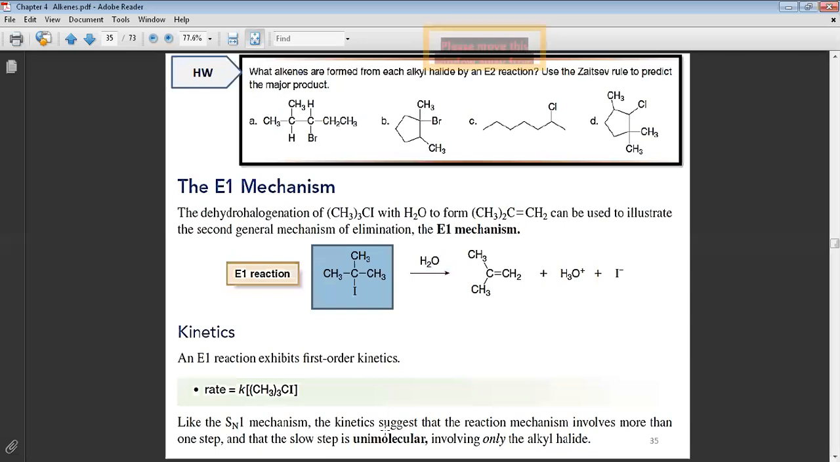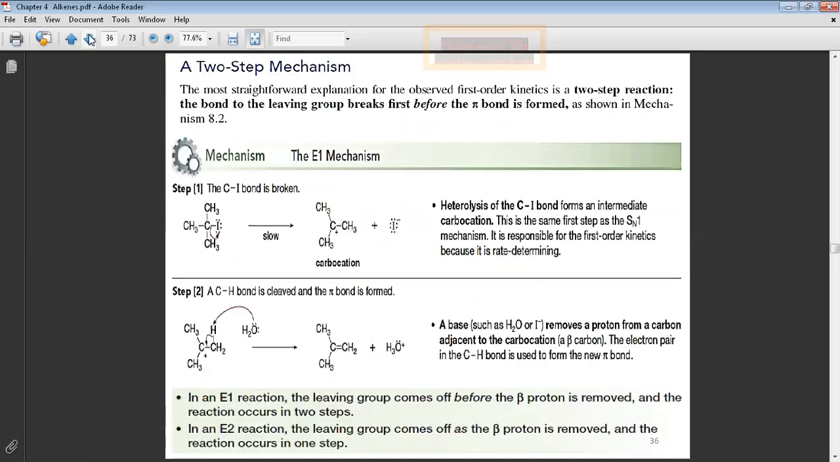The kinetics suggest that the reaction mechanism involves more than one step. Also, that is like the SN1 mechanism. The E2 mechanism is just one step like SN2, but the E1 mechanism is like SN1, we have two steps for the reaction. Okay, and we will take it.